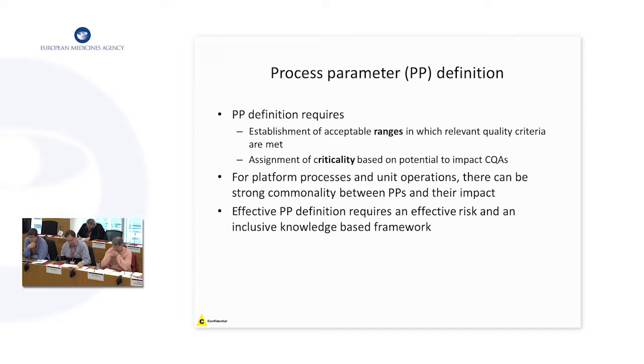Okay. So mine's going to zero in really on the process parameter definition using platform data. For process parameter definition, you basically need to understand and assign the criticality of the process parameter and identify CPPs based on their impact to CQAs, and then the ranges that you can operate within that deliver acceptable performance for those CQAs. And an effective process parameter definition really requires an effective risk and knowledge-based framework, and I use the word inclusive knowledge-based framework.